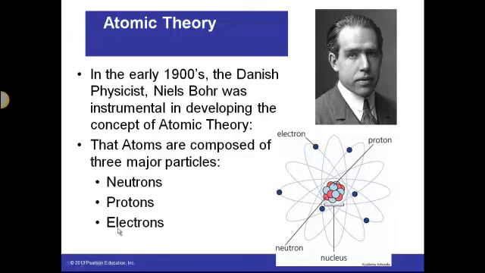But for our discussions, we're mainly just going to be interested in these smaller particles, the neutrons, the protons, and the electrons, and how they form atomic structure, and how these atomic structures then define the major characteristics that we see in the periodic table.